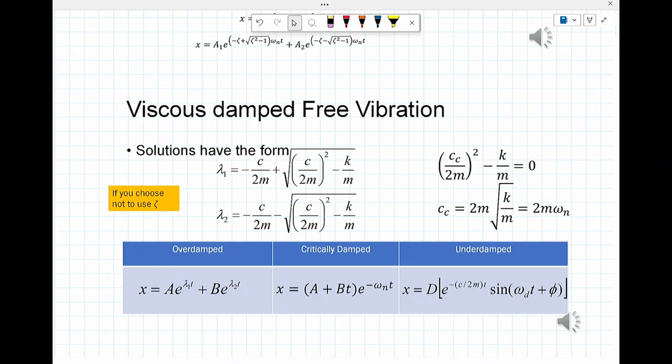Solutions look exactly the same. You have overdamped and critically damped. Both of these, you'll notice, do not oscillate. They go straight towards 0, asymptotically. They never reach 0. Underdamped, on the other hand, does have an oscillatory component and a decrement in the height or the amplitude.